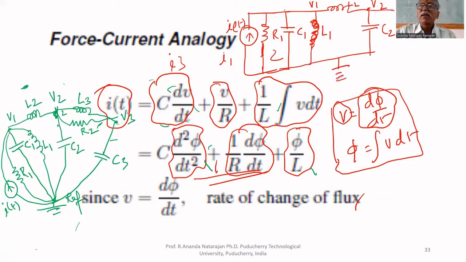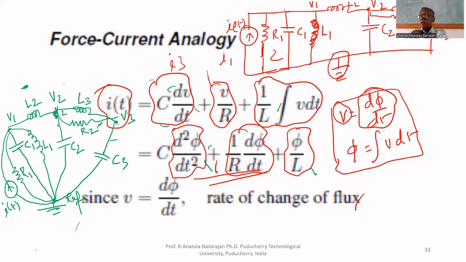Between V2 and V3, L3 is connected. This is V3. Between V2 and V3, R2 is also connected. Between V3 and the reference, C3 is connected. That's all. Now it looks good. It is the same circuit, but we redrew it like this to understand, so everything is between the reference and some node. Both are the same.